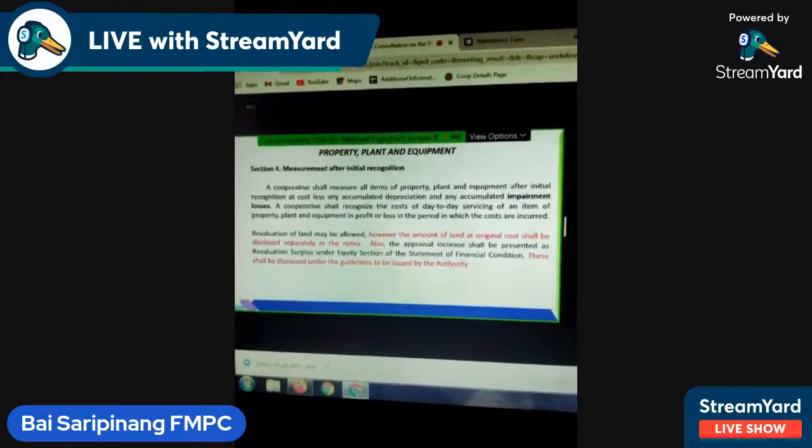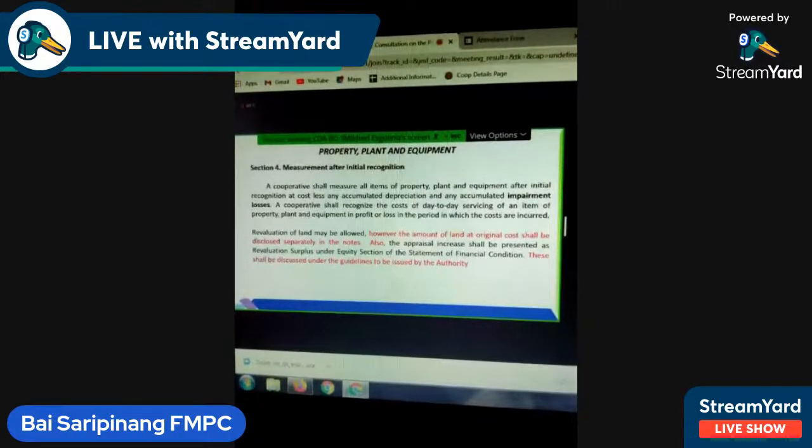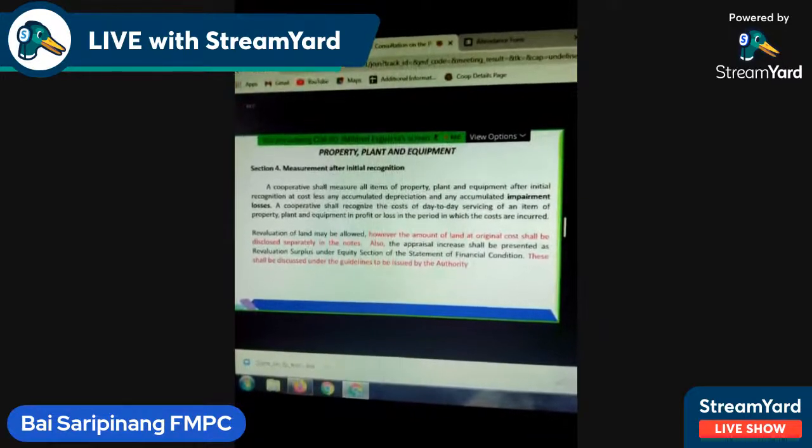Revaluation of land may be allowed. However, the amount of land at the original cost shall be disclosed separately in the notes. Also, the appraisal increase shall be presented as revaluation surplus under the equity section of the statement of financial condition. Now, this revaluation, hindi rin po ito madali.